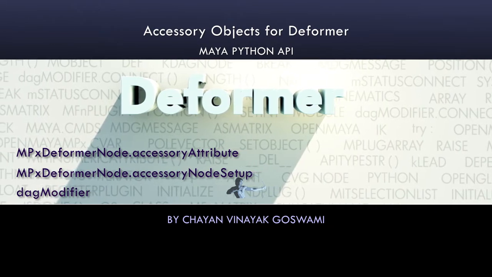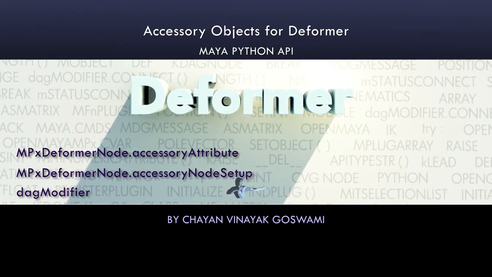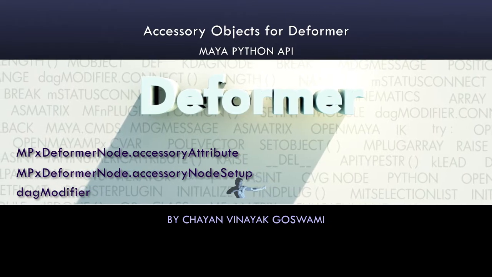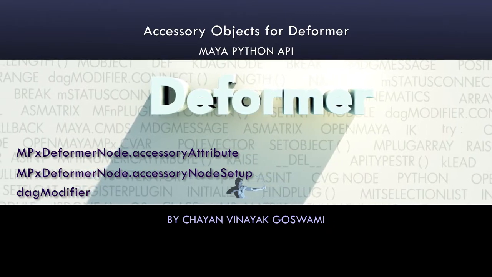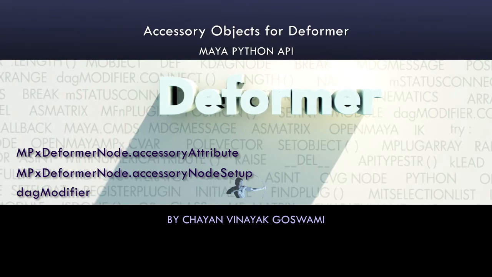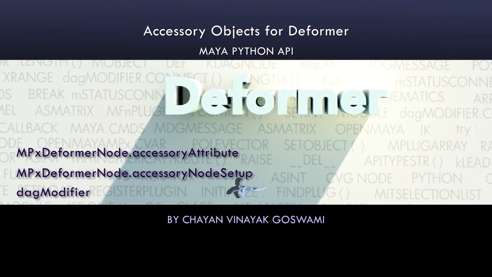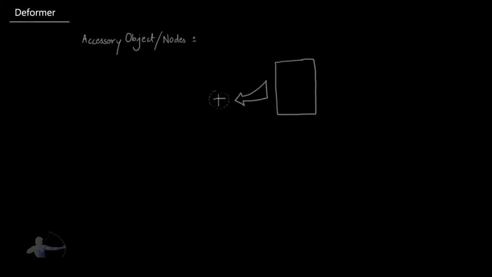In this video, we will learn how to create the accessory objects with your deformer node and how to drive your deformation with those accessory objects. First, we will understand what accessory objects and accessory nodes are. Accessory objects or nodes are additional geometry nodes that get created with your deformer node and are required by the deformer node to derive the deformation.